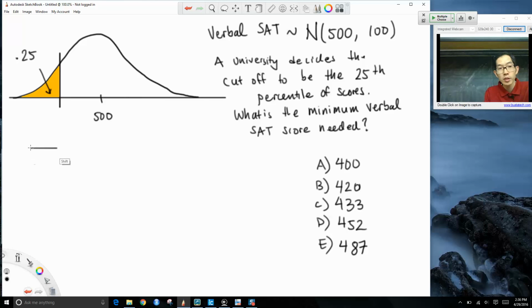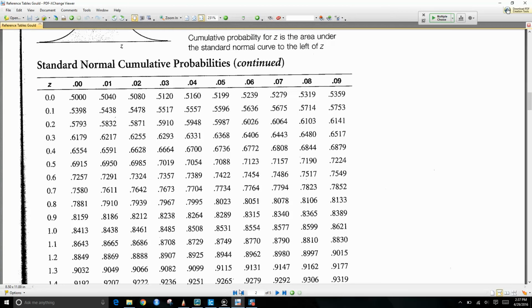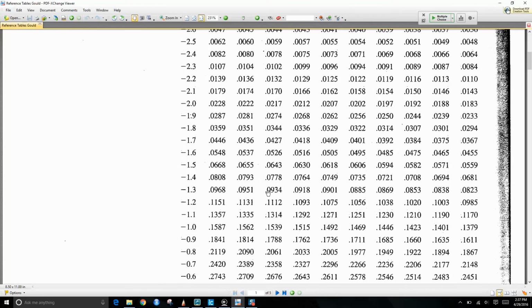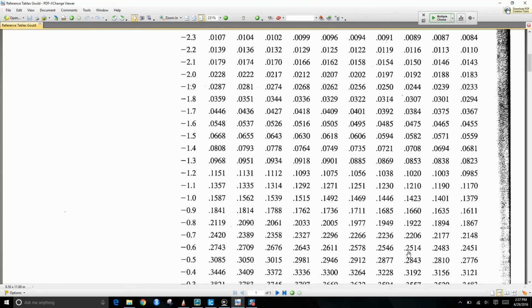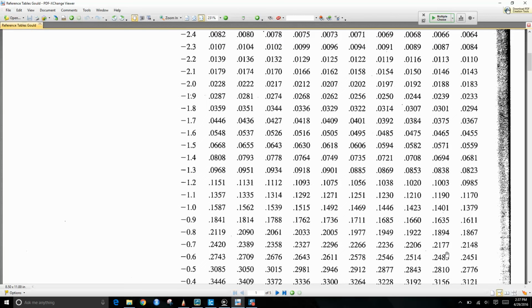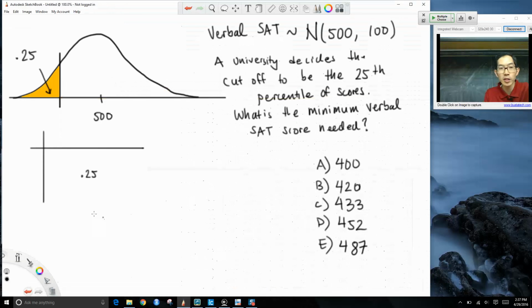Okay. So in our table, we're going to look for the area that's closest to 0.25. We don't find 0.25 exactly, but at negative 0.67, we find 0.2514. We're faced between 0.2514 and 0.2483, and we're going to say 0.2514 is pretty close, and that's negative 0.6 and the column 0.07. So the z-score we use is negative 0.67.